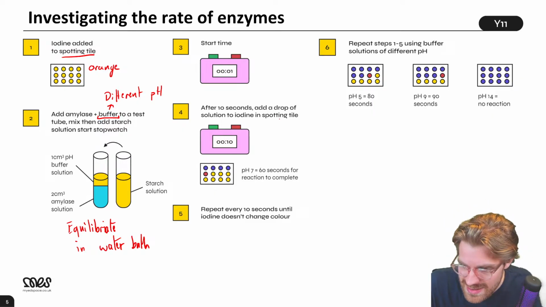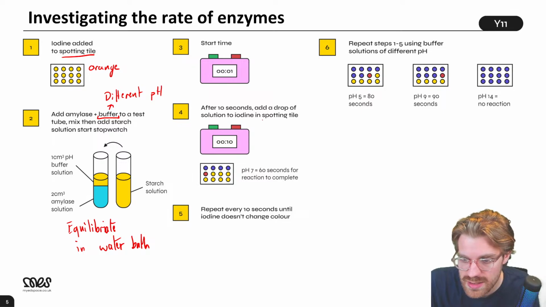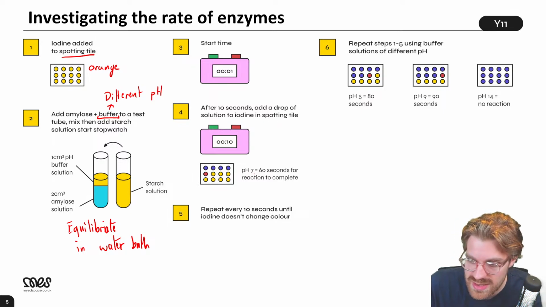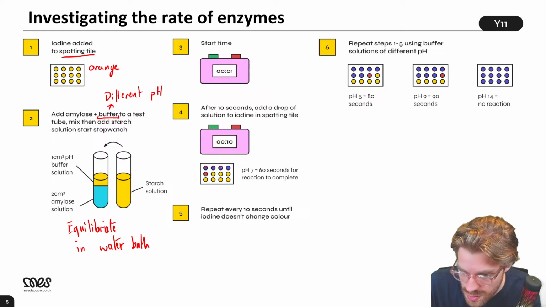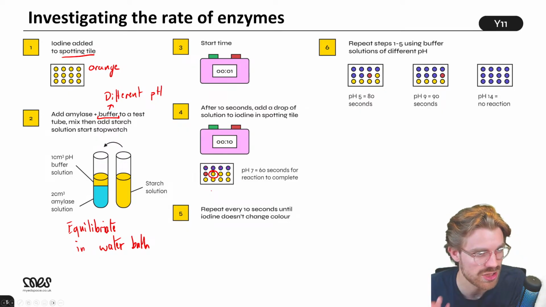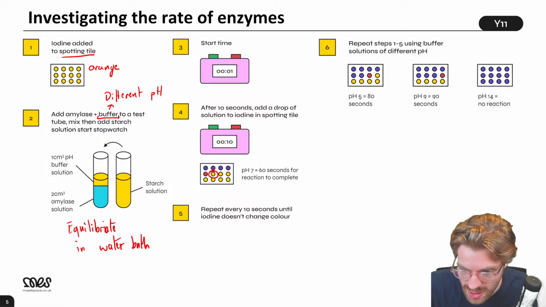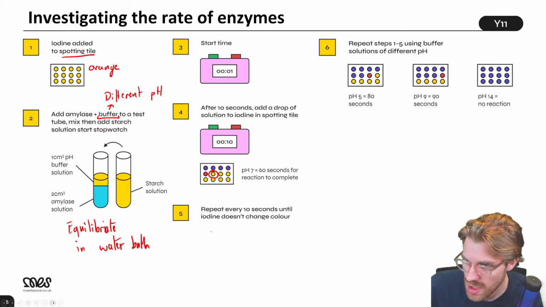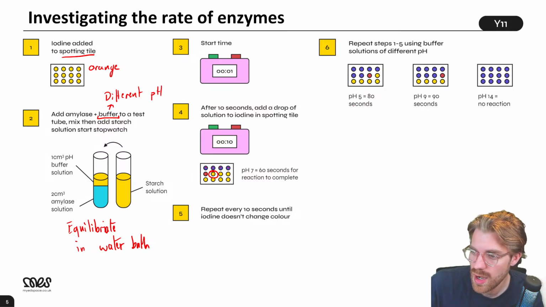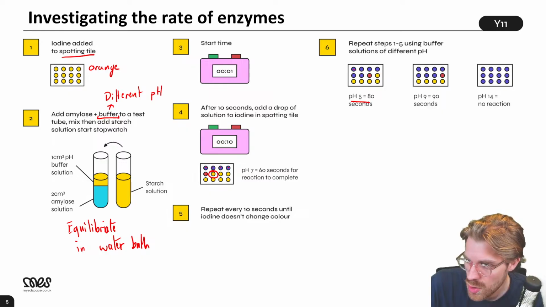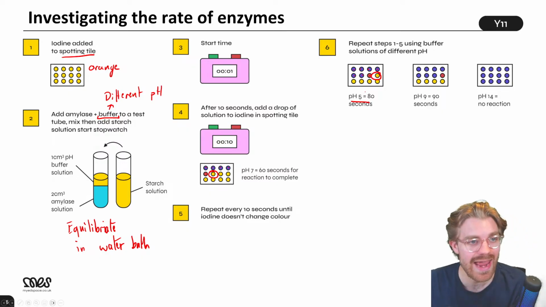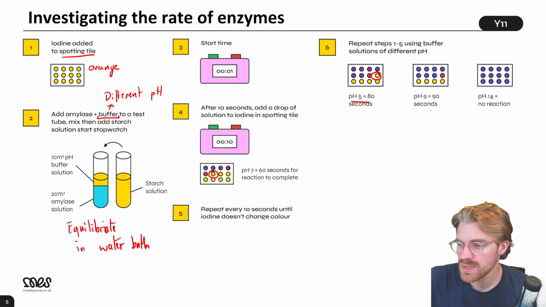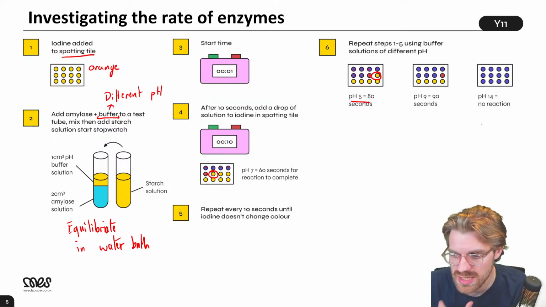And then after 10 seconds, we're going to add a drop of solution to the iodine in the spotting tile. And we can see there, we've got 1, 2, 3, 4, 5, and then the 6th one there, the reaction is now complete because we've got a little bit of color change in number 5. And we're going to repeat every 10 seconds until the iodine doesn't change color. And we can see here that we've got pH 5, takes 80 seconds. So 1, 2, 3, 4, 5, 6, 7. And then the 8th one is the one that doesn't change color. pH 9, 90 seconds, pH 14, no reaction.